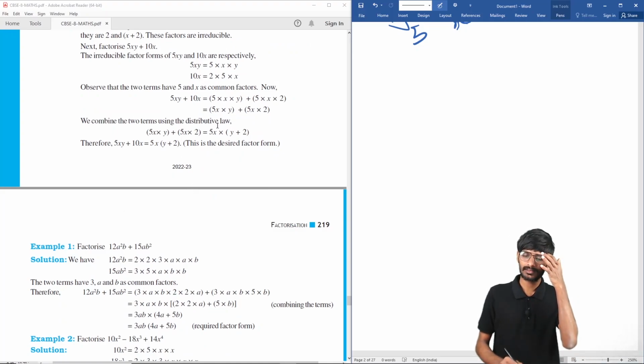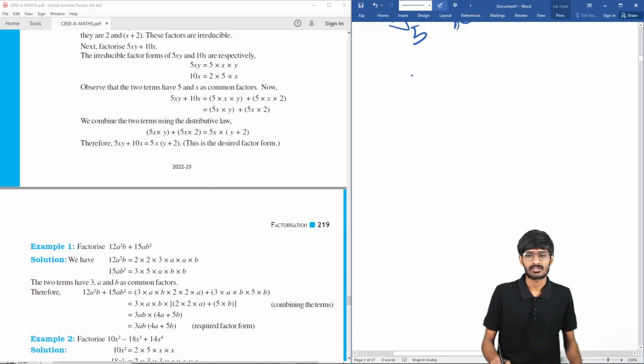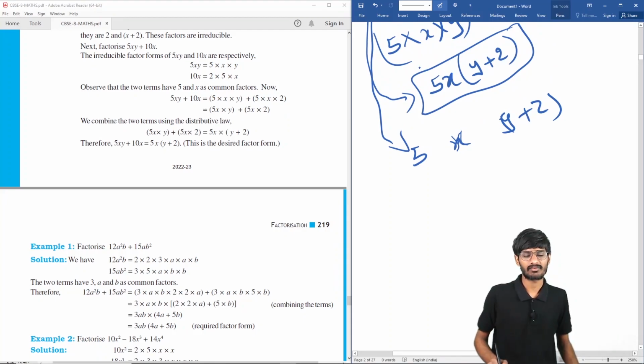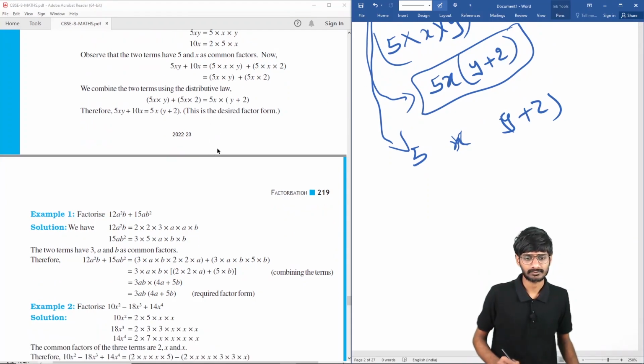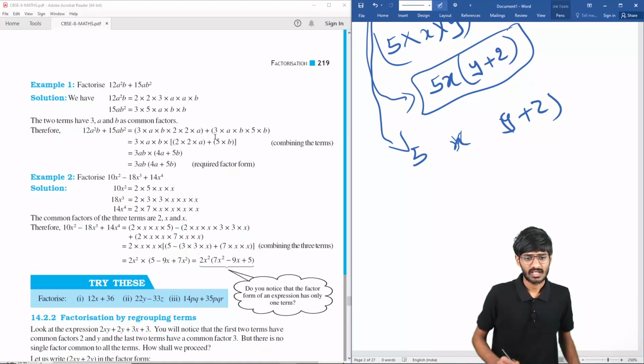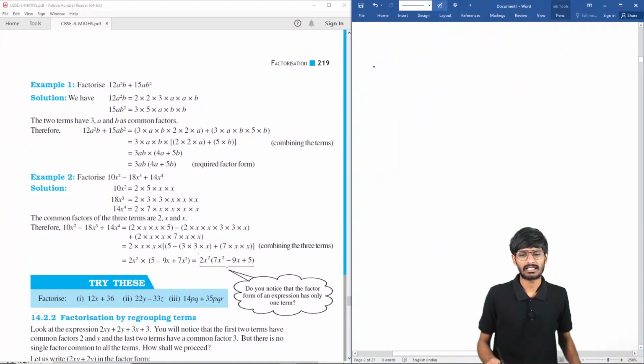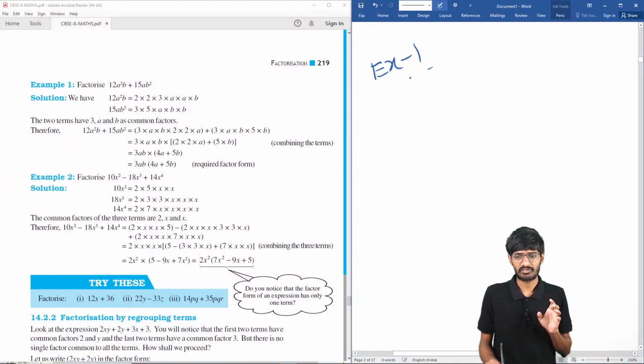So, and further in this case, students, we can further add them using the distributive law also. So no problem in it. We can add them using the distributive law. We will do some examples so that we will get some clear understanding. That is example one here.